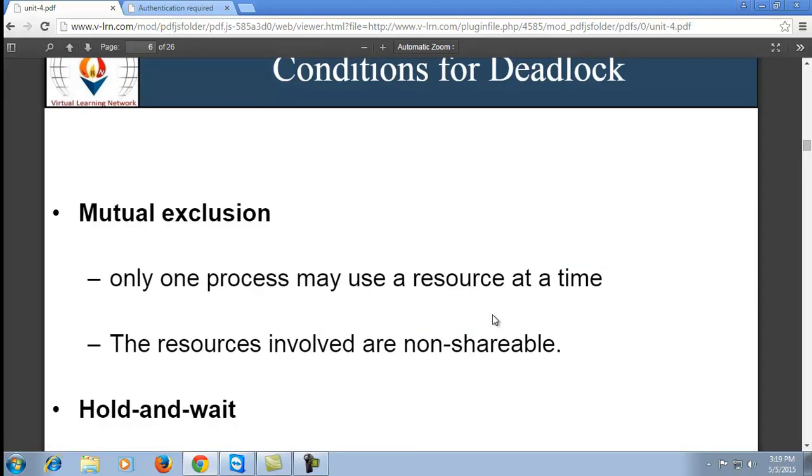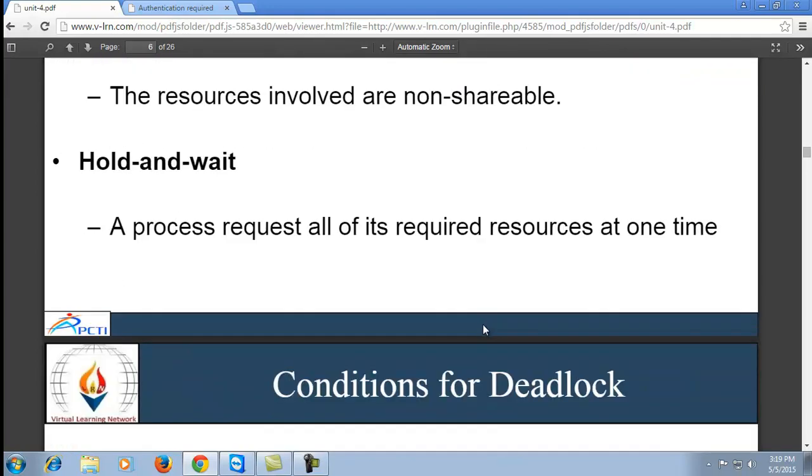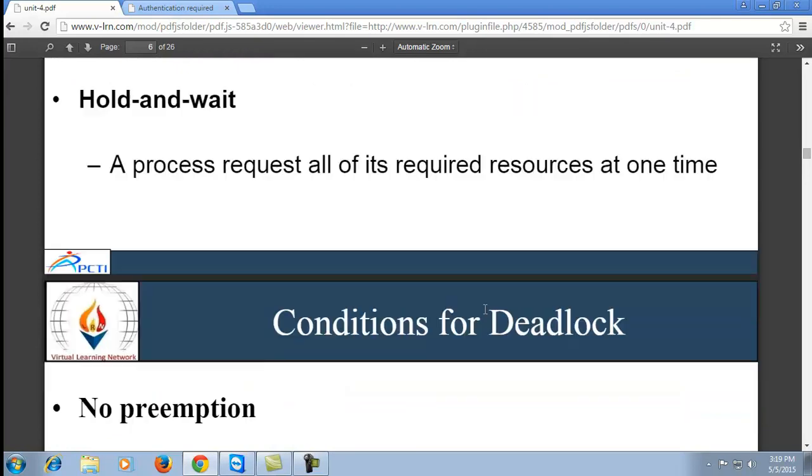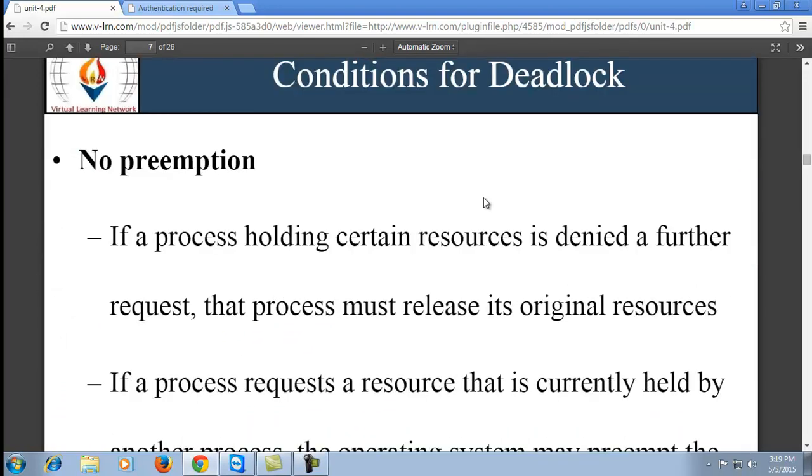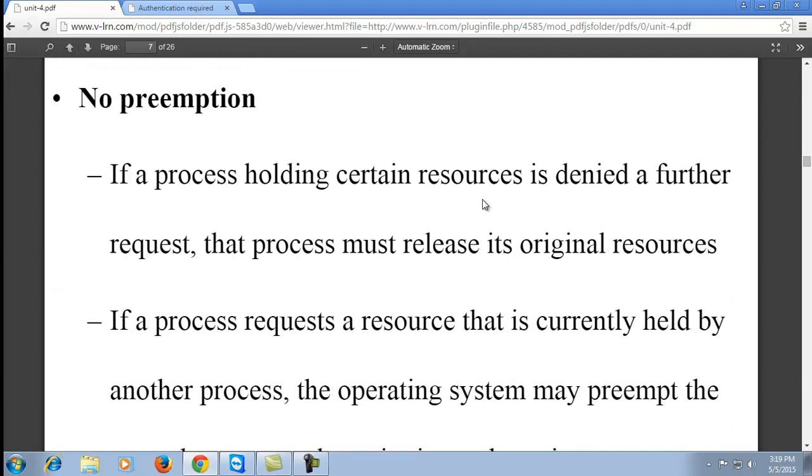So the conditions are: first, mutual exclusion. In this situation, only one process may use a resource at a time. The resources involved are non-shareable. The next is hold and wait. In this, a process requests all of its required resources at one time. And the next condition is no preemption. If a process holding certain resources is denied a further request, that process must release its original resource.